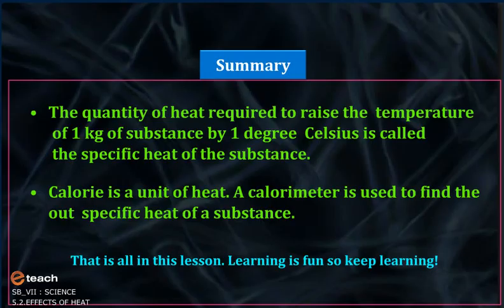Summary. The quantity of heat required to raise the temperature of 1 kg of a substance by 1 degree Celsius is called the specific heat of the substance. Calorie is a unit of heat. A calorimeter is used to find out the specific heat of a substance.